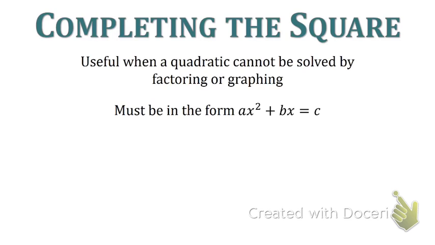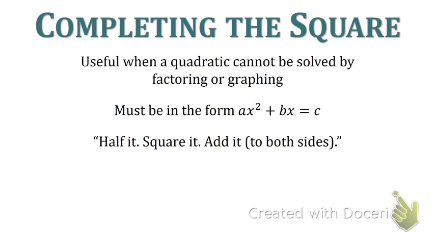So for factoring, we had to equal 0. In this case, I want your constant on the other side. Our saying is going to be half it, square it, add it. And when I say add it, I mean to both sides. But you'll hear me say that frequently. Half it, square it, add it.